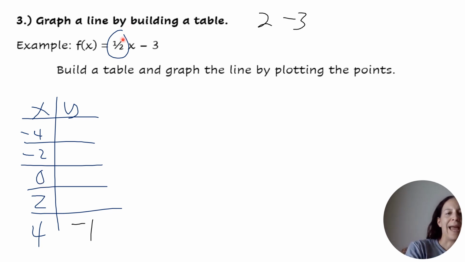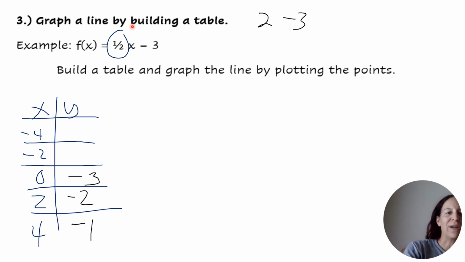Trying the 2, half of 2 is 1, and 1 minus 3 is -2. 0 is the best number ever because 1/2 times 0 is 0, and 0 minus 3 would be -3. Now at this point, if you're observant, you're probably going to notice I think we have a pattern here, and you would be correct because it's a line. So this is a linear pattern.